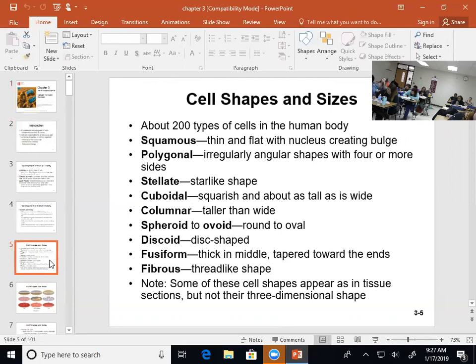Spheroidal, or columnar is the next one. Columns, shaped like columns. Spheroidal, obviously y'all kind of know that word, and disc, looking like a disc shape. So they're described based on just their anatomy and what they look like. Fusiform is going to be kind of thick in the middle and tapered at the ends. That's what that means. And fibrous is sort of thread-like or wormy-like.